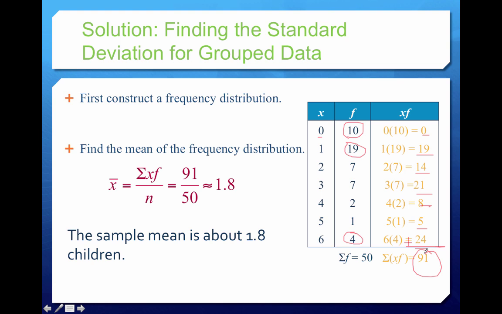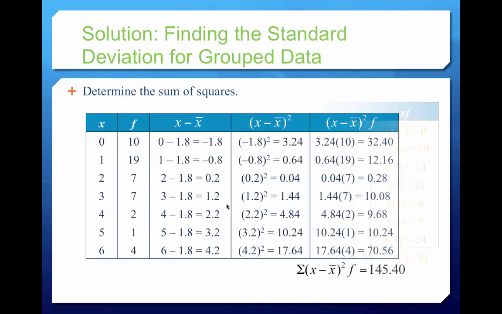What do we do then? We're going to divide by the sum of our frequencies, or our little n, and that's going to give us our sample mean. So of these 50 houses, on average, the houses have 1.8 children. Now don't go cross-eyed on me. I'm going to walk you through it. It's just a lot of numbers. So now we know that x bar, our sample mean, is 1.8.